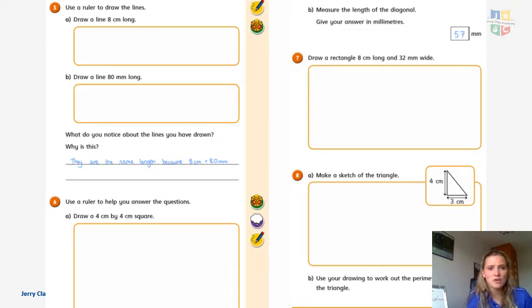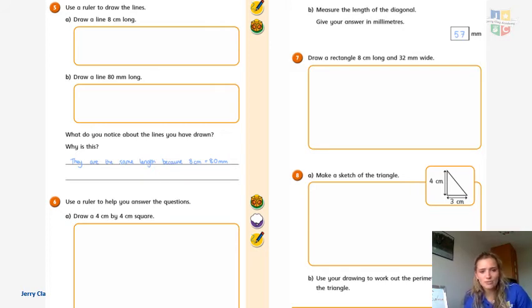For number 5, you're using a ruler to draw the line. So obviously if you haven't got a ruler you can't do this, but if you have, brilliant, well done. Then can you draw an 80mm line long? And what do you notice about the lines you have drawn? You would say that they are the same length because 8 centimetres is equivalent, it's the same as 80mm.